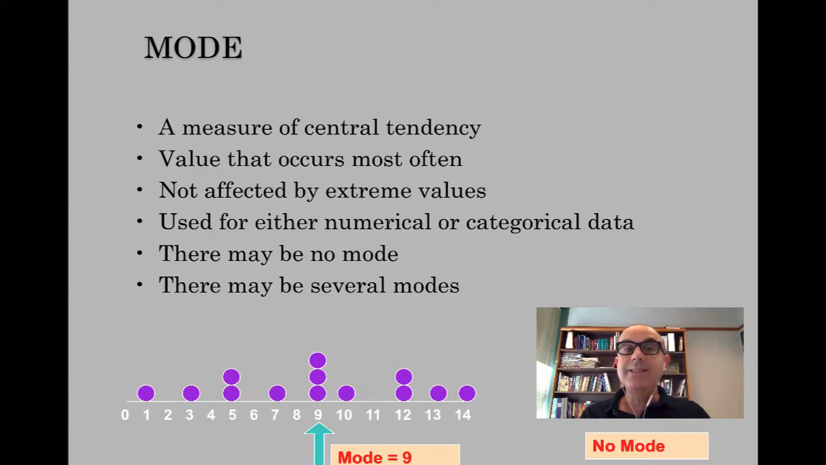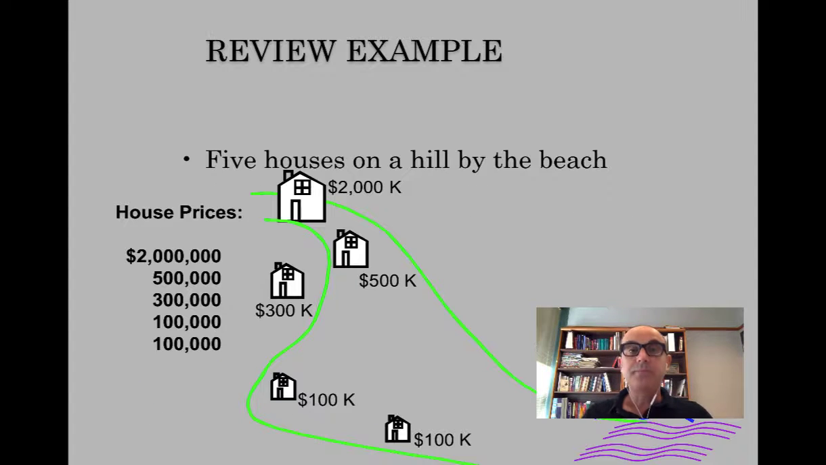The mode is the value that occurs most often, and it is not affected by extreme values. It can be either numerical or categorical data, and we will talk about the difference between numerical and categorical variables later on. But right now, in a data set there might be no mode, and there might be several modes, and again it depends on the data set.